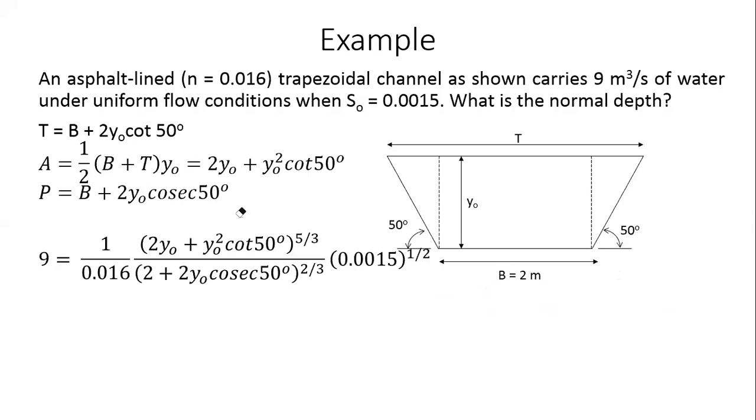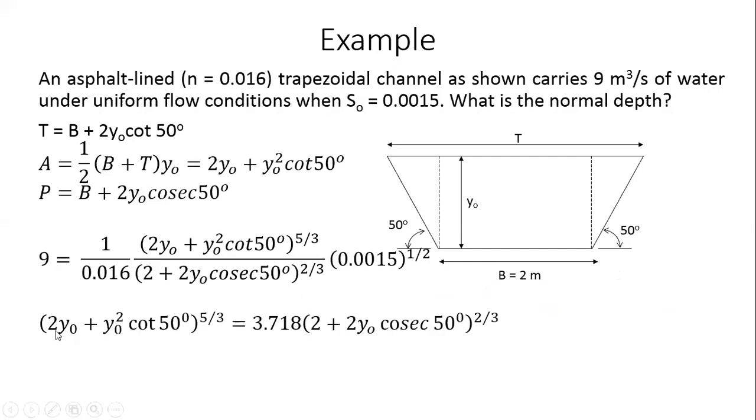So everything in this equation is known except y naught. But the problem is it's not so easy to solve this equation. So if I set up the equation, I'll get something that looks like this: 2 y naught plus y naught square cotangent 50 degrees to the power 5 by 3 equal to 3.718 and so on. Okay, so this is a fairly cumbersome equation to solve. It's not difficult to solve. You can very easily solve it with Excel or something like that.